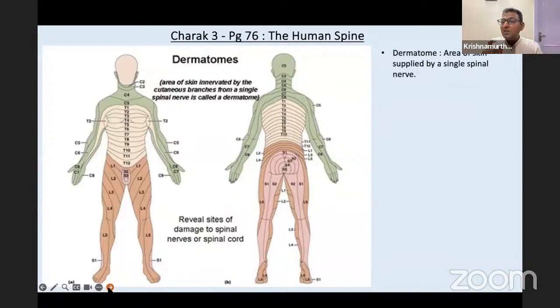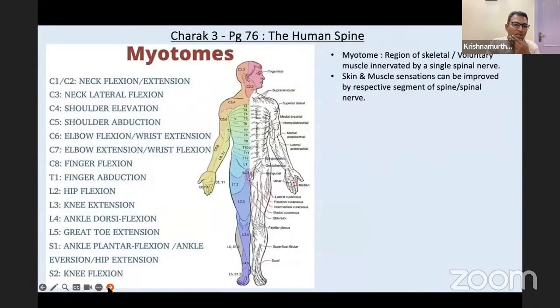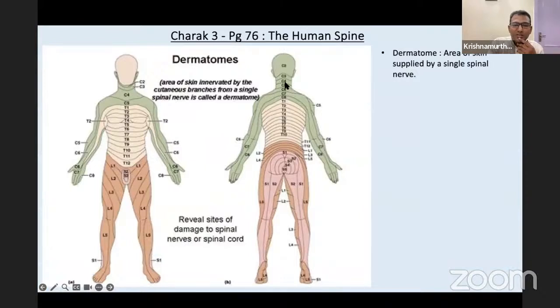Now, when the problem comes in the spine, where all will it affect? It is the effect which comes on the skin. See, this is called dermatome. The area of skin innervated by the cutaneous branches from a single spinal nerve is called a dermatome. So dermatome is the area of skin supplied by a single spinal nerve.